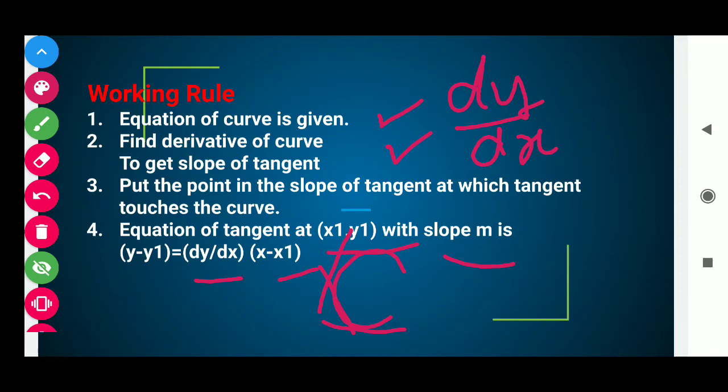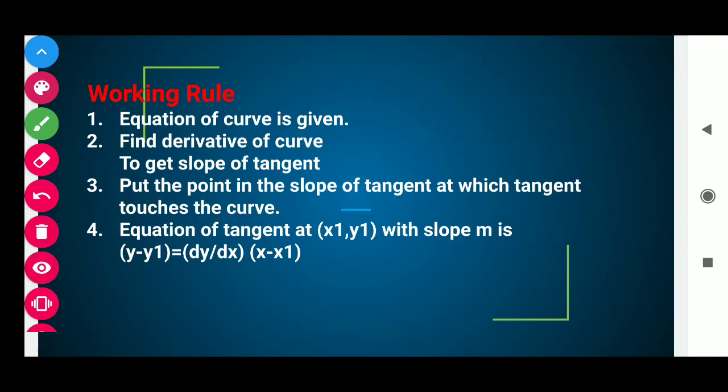Okay, so students, that point will be given in the statement, and we have to put the point in the slope of tangent at which the tangent touches the curve. Equation of tangent at that point with slope m is y minus y1 is equal to slope times (x minus x1). Now students, use this working rule in the questions.